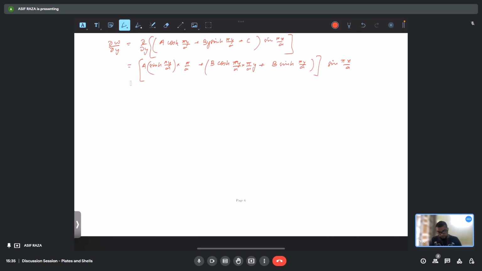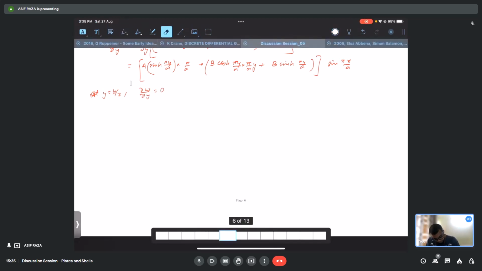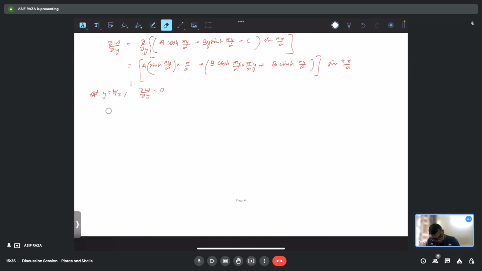Okay, so now let's substitute the condition that at y equal to b by 2 we have del w by del y equal to 0. So del w by del y at y equal to b by 2 is a sinh(pi b by 2a).